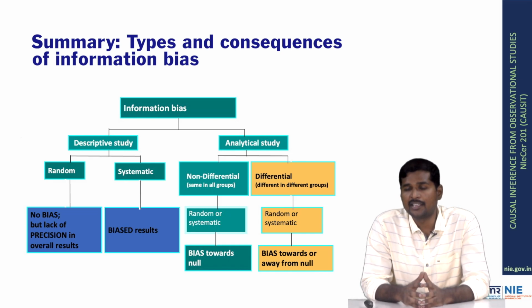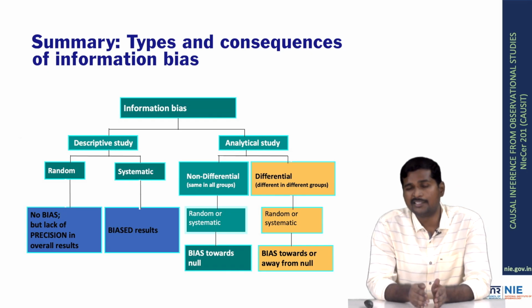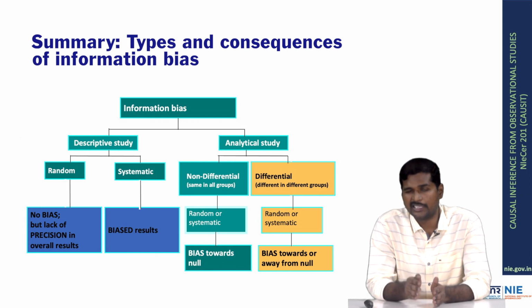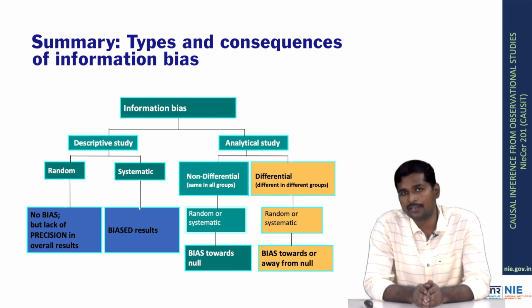If there is a systematic information bias in a descriptive study, let's say the same weighing machine consistently gives 5 kilograms more than the actual value, then that information is biased towards a higher value. So we call that a biased result.